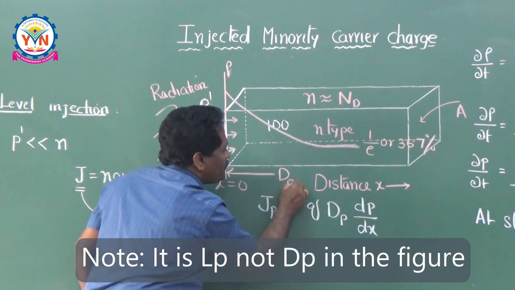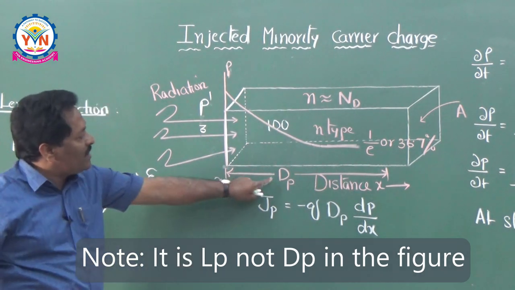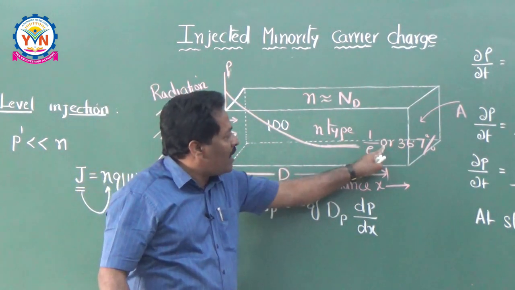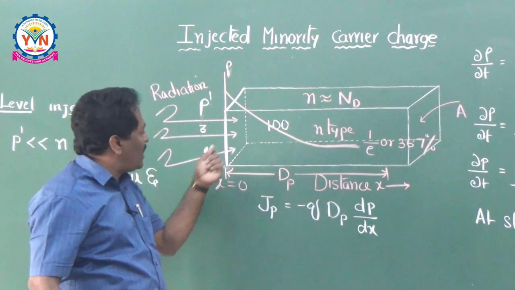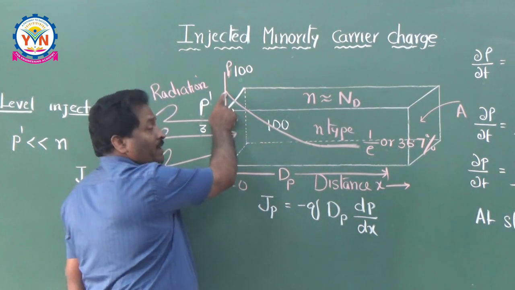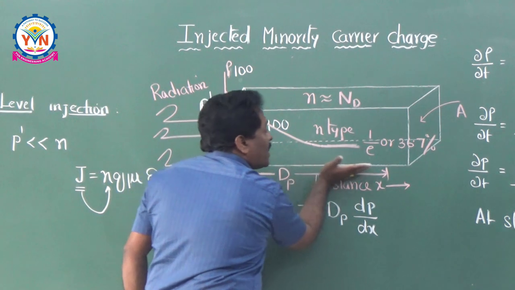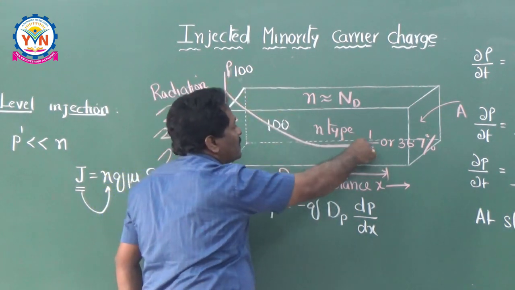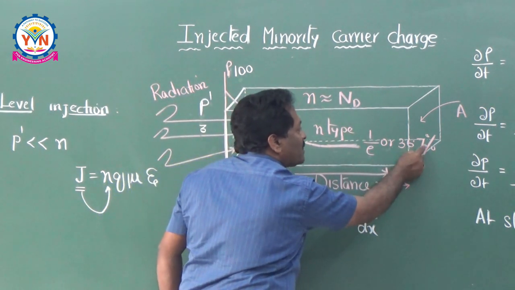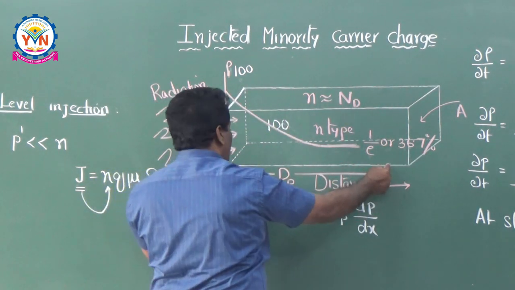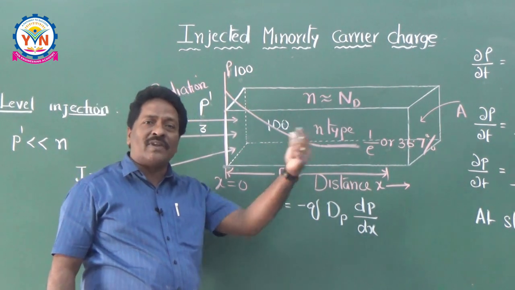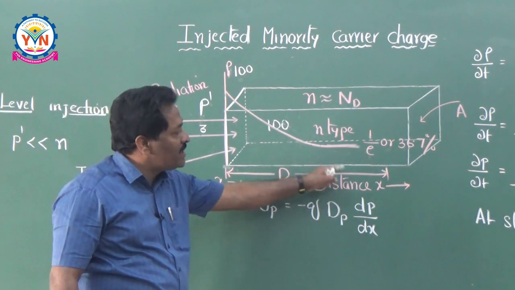This is Lp. So diffusion length is nothing but the distance traveled in a semiconductor bar where the hole concentration is 1 by e, or 36.7% of its initial value, that means the value at x is equal to 0. So at x is equal to 0, let us assume that 100 holes are here. Whenever you are traveling through the semiconductor bar, its value goes on decreasing like this. At whatever distance the holes are 1 by e, or 36.7% of the initial value, that length is called the diffusion length of the carriers. So diffusion length is almost an equivalent concept to skin depth in electromagnetics. This is the way of understanding diffusion length.